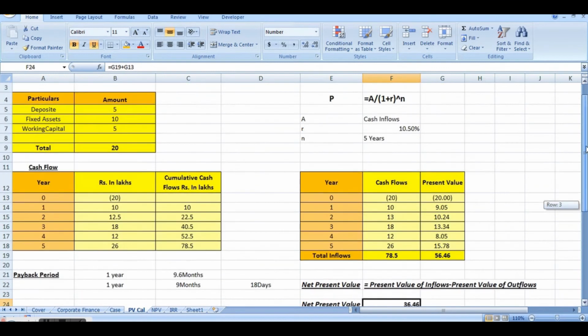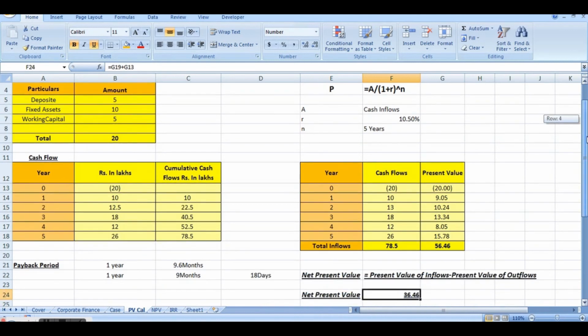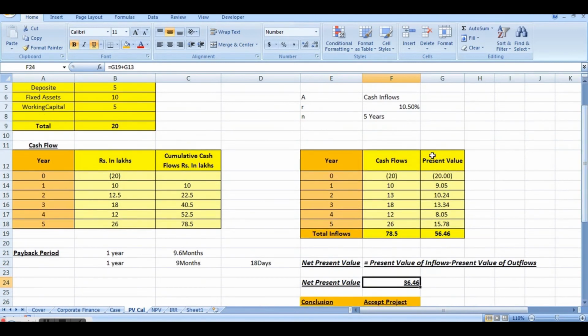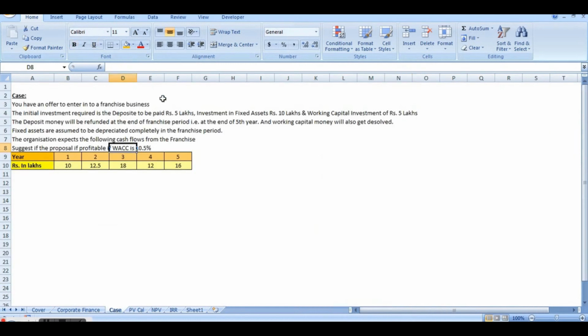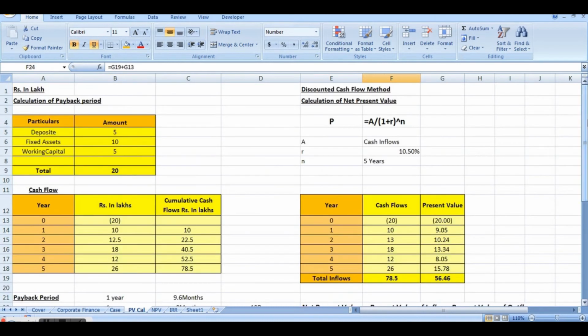So this is how you use the discounted cash flow method, or net present value method or technique, you call it, in project financing cases. Now we have seen only a case of franchisee business. It can be a case of certain asset to be bought or replaced, or it can be a case of entire plant. Anyhow, in all these cases you will find this method to be highly used, the most used method.